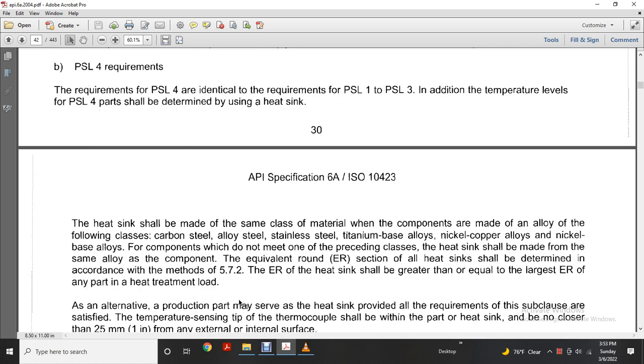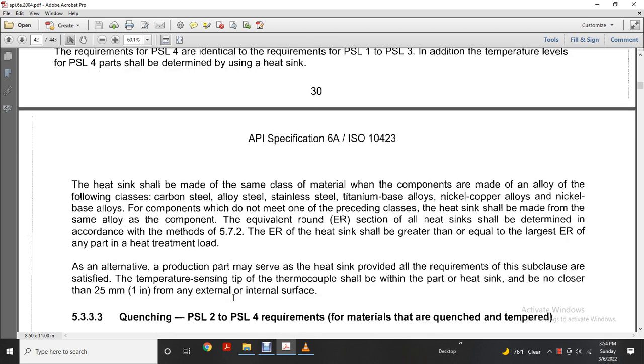Equivalent round of heat sink greater than or equal to the largest equivalent round of any part of the heat treatment load as an alternate production part. The heat sink shall be provided with the requirements for the subclass. The temperature sensing thermocouple shall be part of the heat sink, no closer than 1 inch to the external and internal surface.